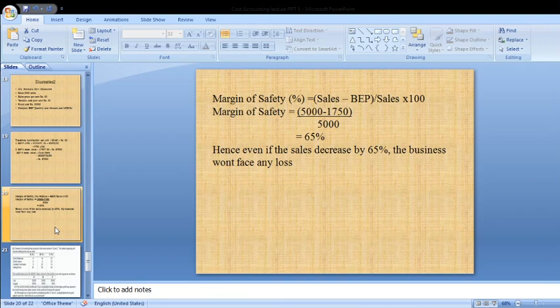That is why they have a margin of safety of 65%. Are you getting me? So these were the simple illustrations.